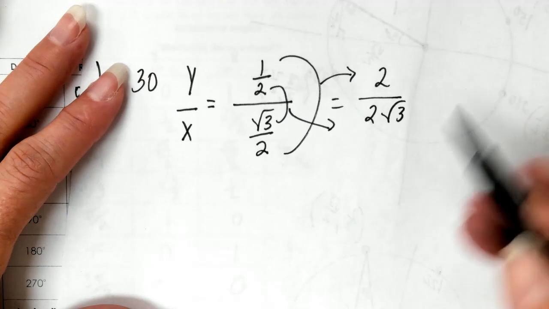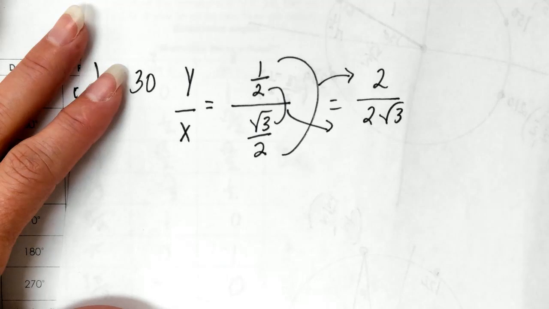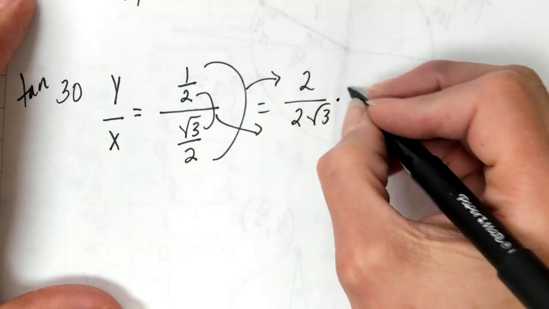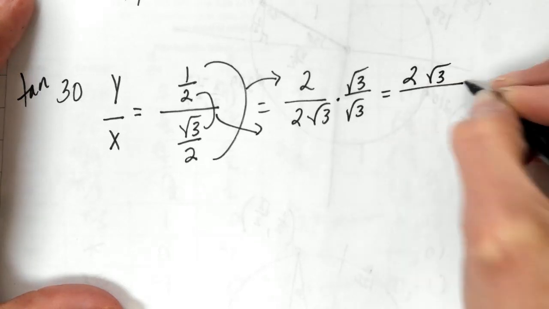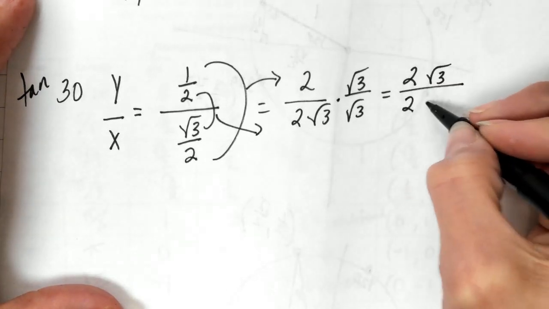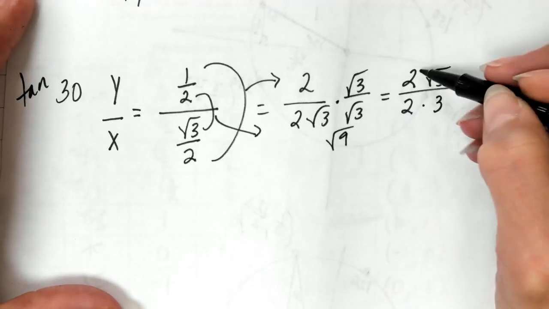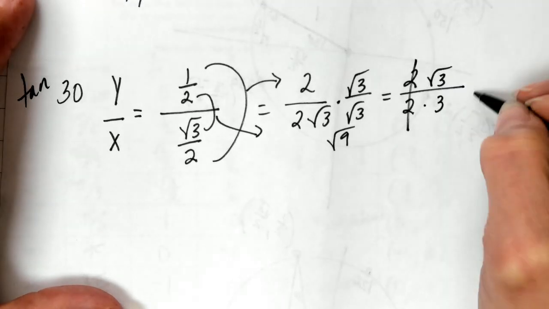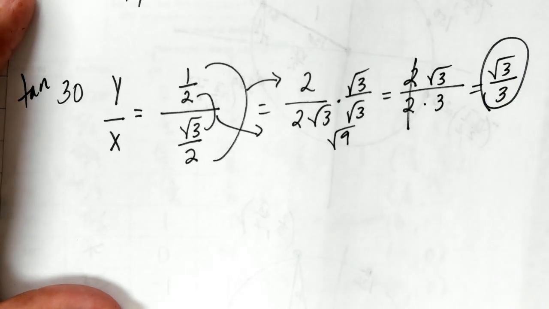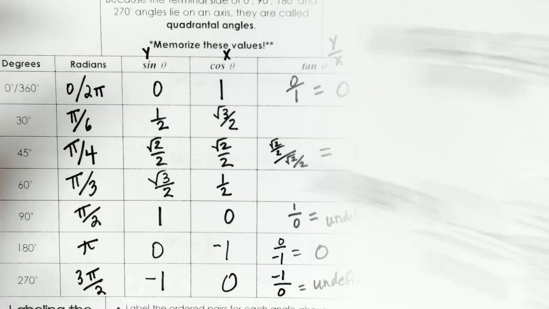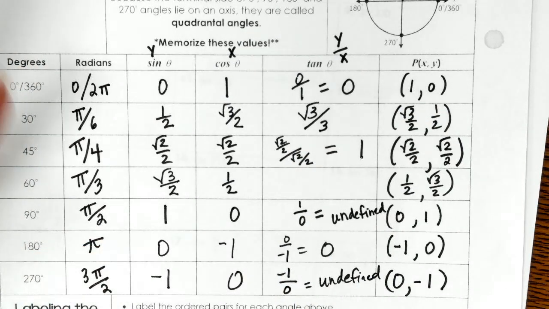The only problem is you have to simplify it, and you're not allowed to leave radicals in the denominator. So we multiply by radical 3 over radical 3. You end up with a 2 radical 3 on top. On bottom, you have 2 times really the square root of 9, which turns into 3. Your 2's cancel out, leaving you radical 3 over 3, the answer for tangent of 30. So let me run back to our chart, and it's radical 3 over 3. That is the tangent of 30.